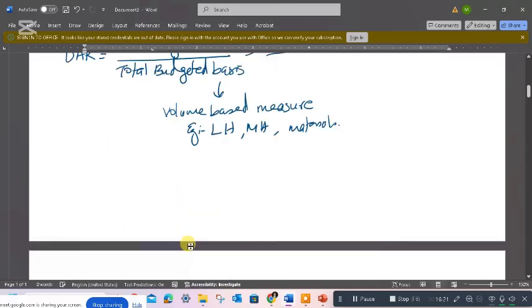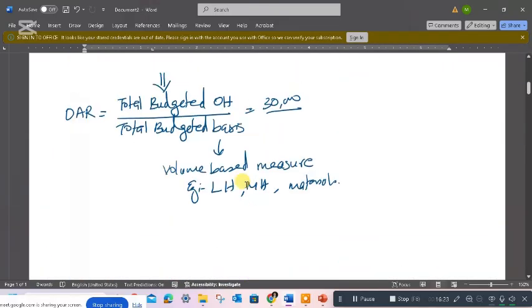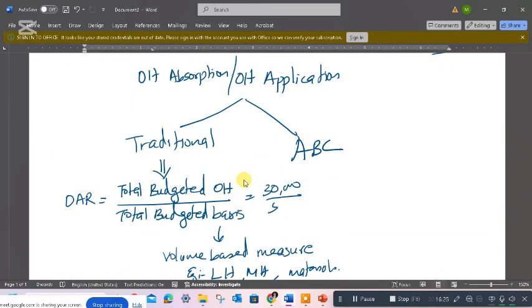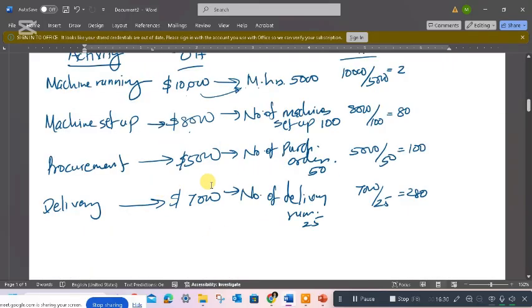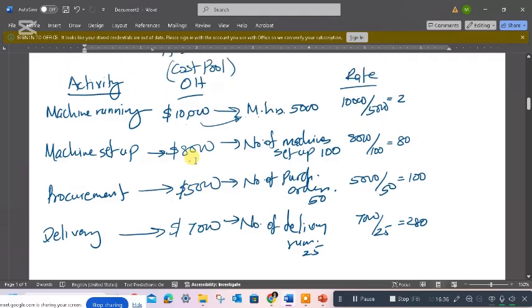And if I use machine hours as the basis, 5,000 machine hours. So somebody might argue, come on, how are machine hours connected to delivery overhead? How are machine hours connected to procurement related overheads? It's not really connected. So compared to the traditional method, this method is more meaningful.